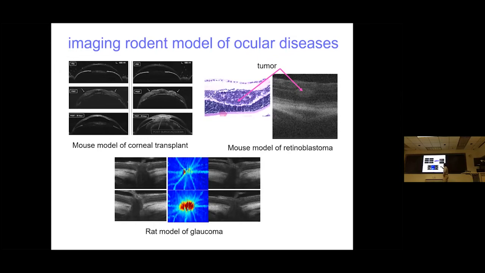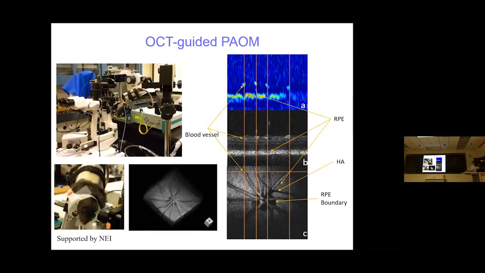The lower one shows the application of the technology for a rat model of glaucoma. There are major blinding diseases in the developed world. The first one is age-related macular degeneration. The second one is glaucoma. The third one is diabetic retinopathy. But for underdeveloped countries, maybe cataract is number one. So for developed countries, we have three major primary diseases that are a little different.